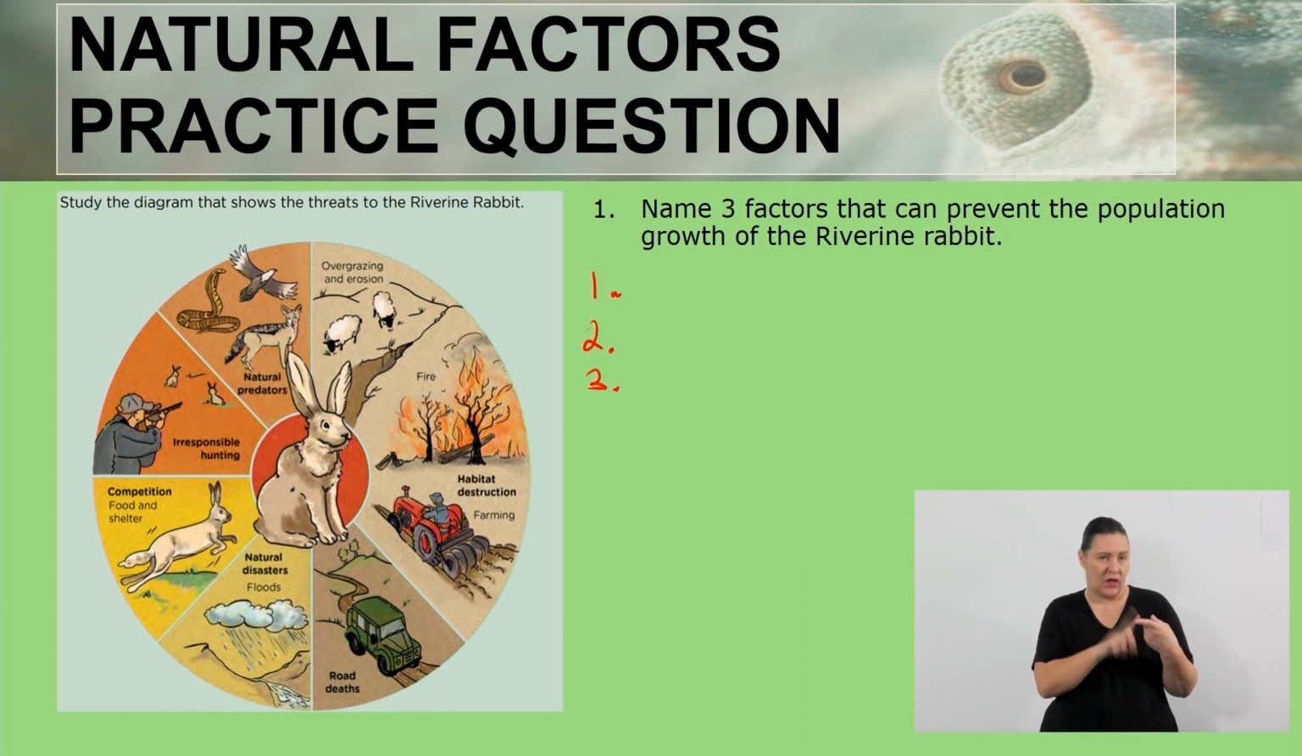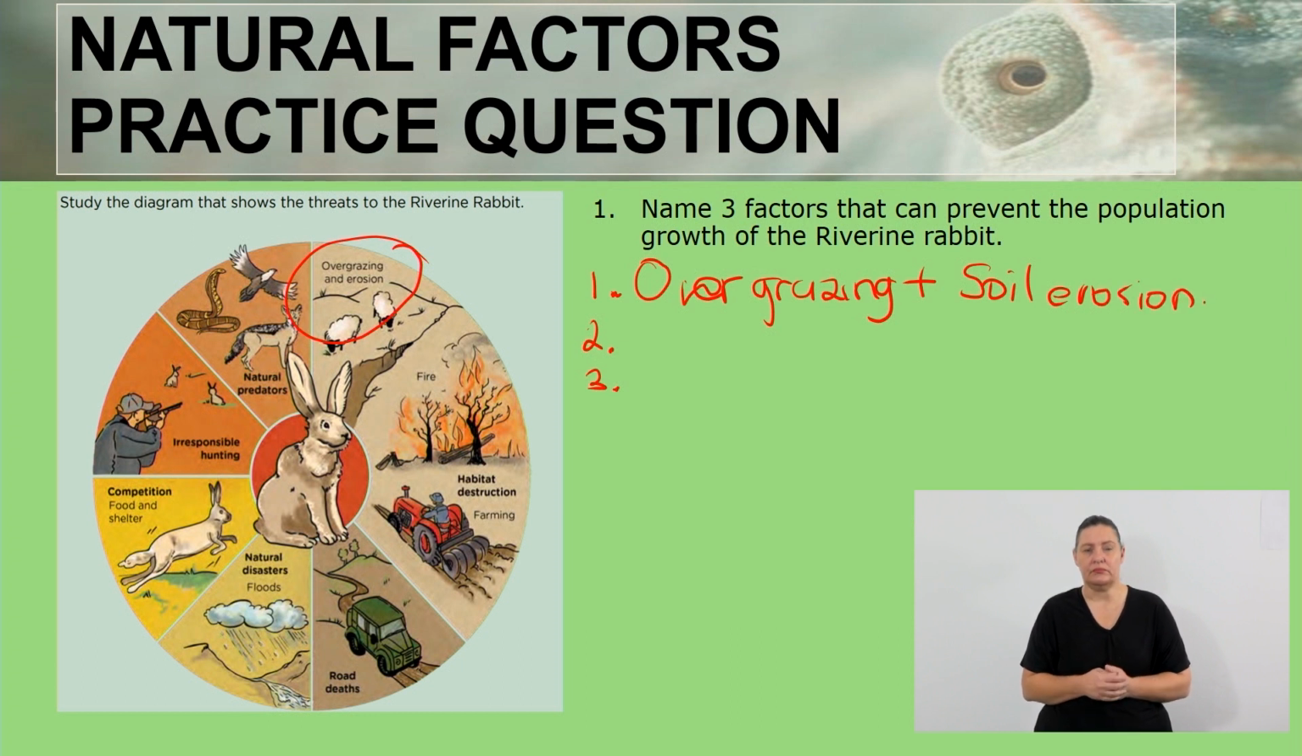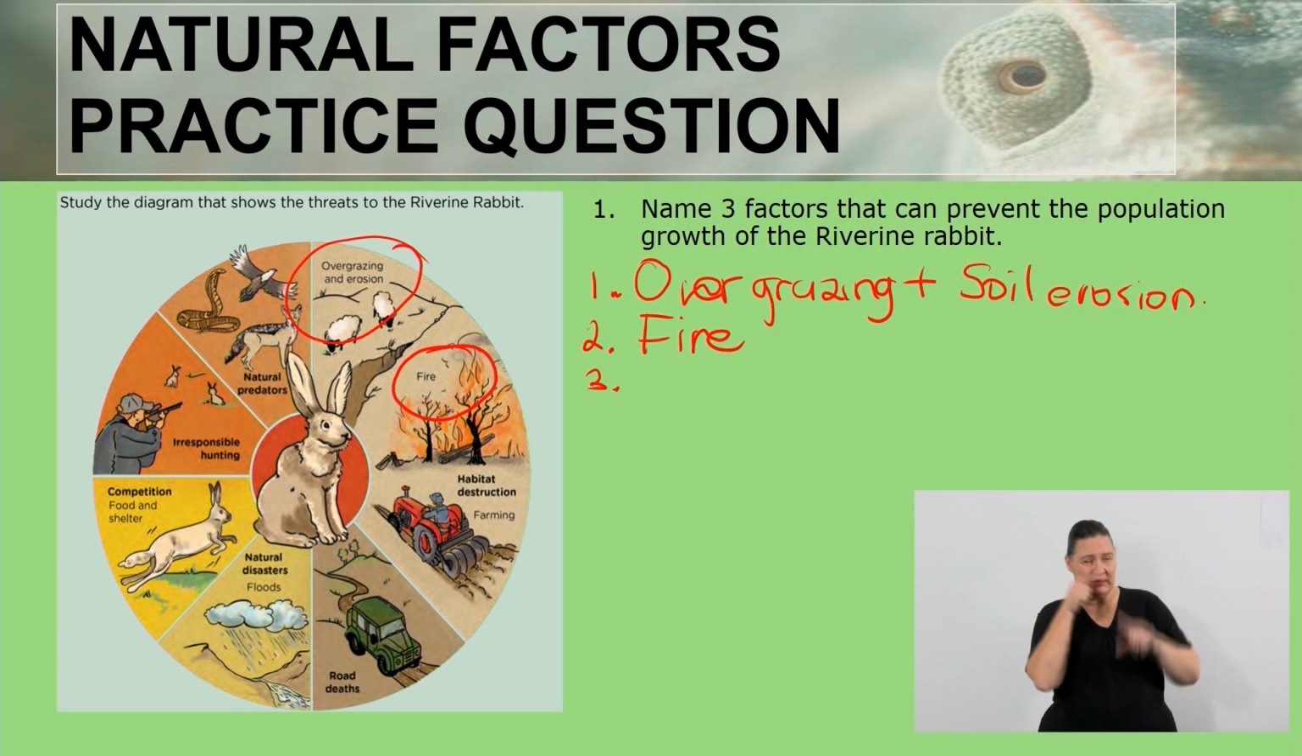So the first one that we can identify here is overgrazing and soil erosion. Then we have fires, because when there are fires, then our riverine rabbit will not have habitat or home. Then the last one that we can have there is natural disasters.